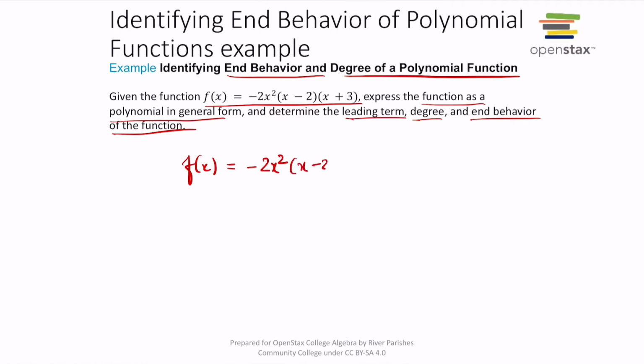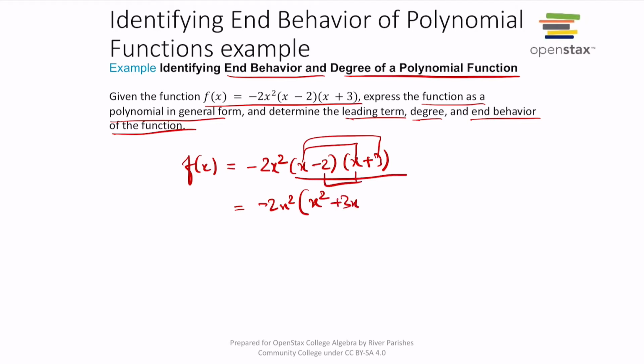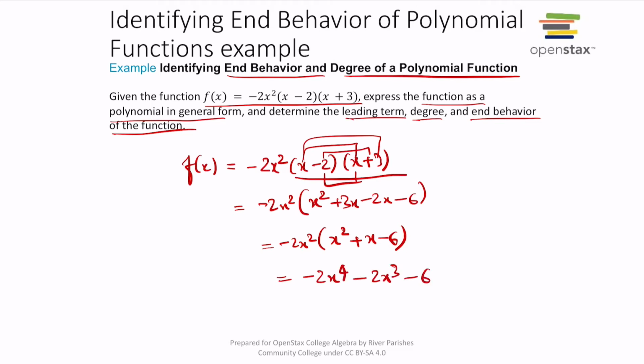So you have minus 2x square times x minus 2 times x plus 3. When you multiply, first multiply these two. So you have minus 2x square times x square. For the FOIL method, first terms, outer terms is x and 3. Next inner terms, minus 2x. Next the last terms, minus 6. You have minus 2x square times x square plus x minus 6. Now multiply minus 2x square to each individual value. So you get minus 2x power 4, minus 2x cube, minus 12x square. So this is f of x.